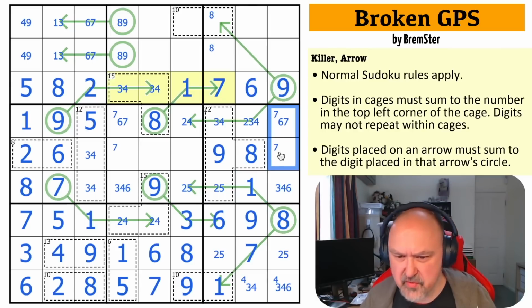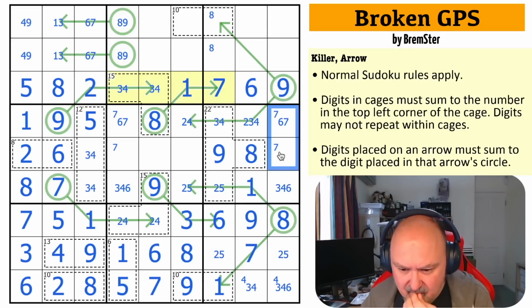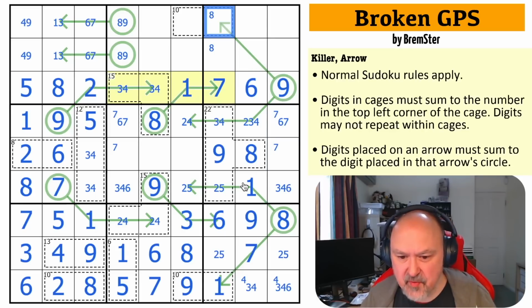Seven is in one of those two. What is this capable of being? Can't be 1, it can't be 2, it can be 3, 4, can't be 5, can't be 6, can't be 7, can be 8. So if this is 8, this is 1, and it can't be, so this is not the 8, and it can't be because of that. If this is 3, this is 6, and if it's 4, it's 5.